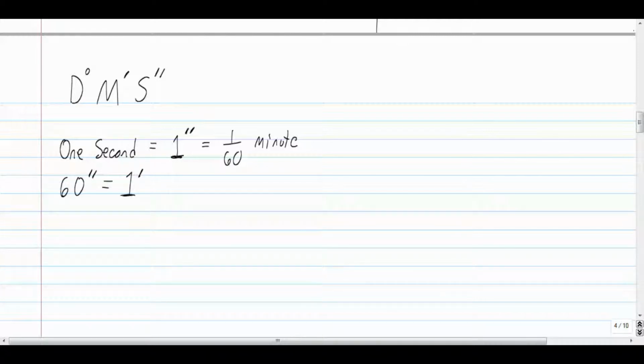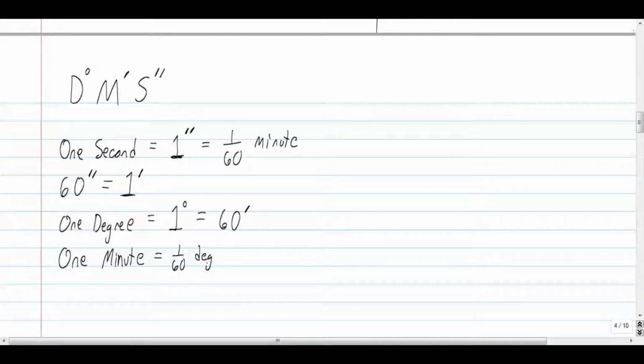Now, 1 degree is equal to 60 minutes. So 1 minute would then be equal to how many degrees? 1/60th of a degree. 1 second then would have to be equal to how many degrees? 1/3600 of a degree. Yeah, 60 times 60. So it's 1/60th times 1/60th.